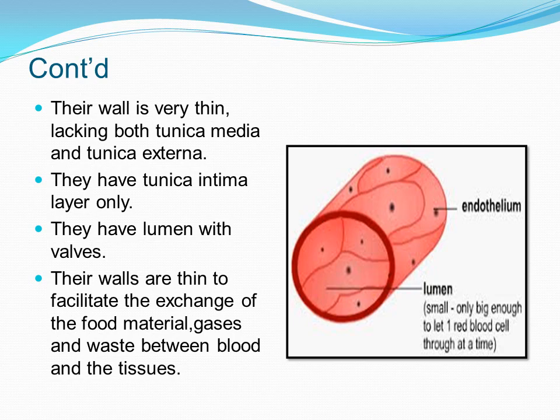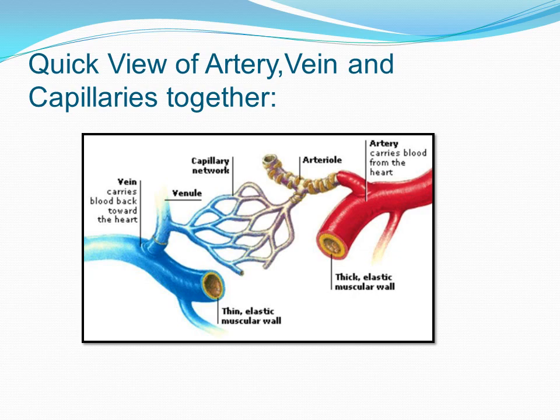Now let us see, if we look at artery, veins and capillaries together, how does it look in the next slide. Now here we have taken the artery, the vein and the capillaries together in one picture. We can see that the capillaries are connecting the arterioles and the veins. And we have already told that they can dilate and contract, which increases or decreases the supply of blood. Veins carry blood back towards the heart, and arteries carry blood from the heart to different parts of the body.